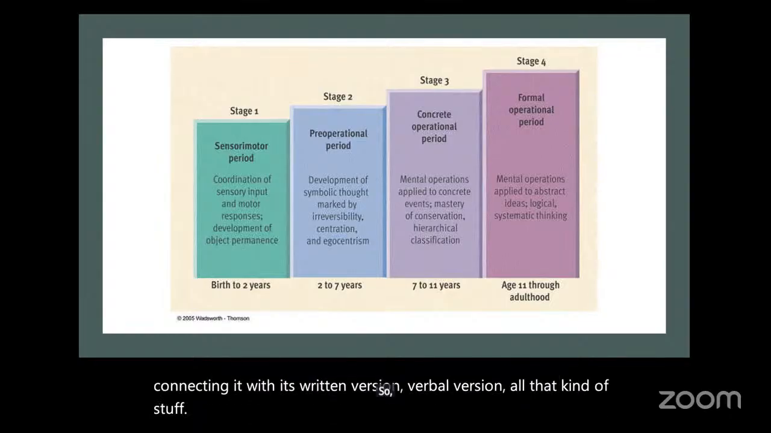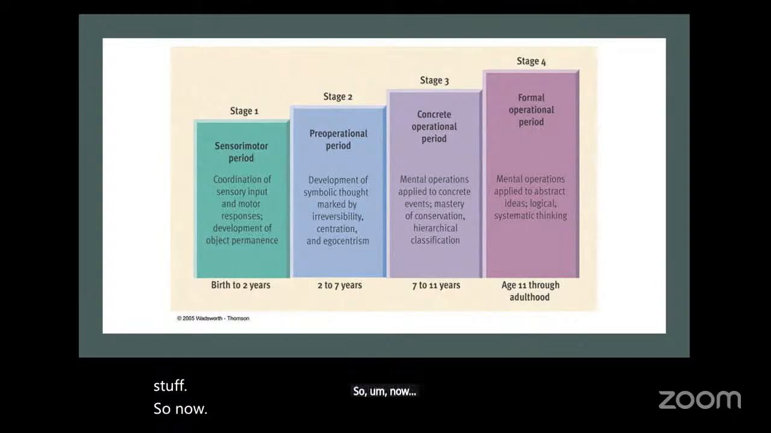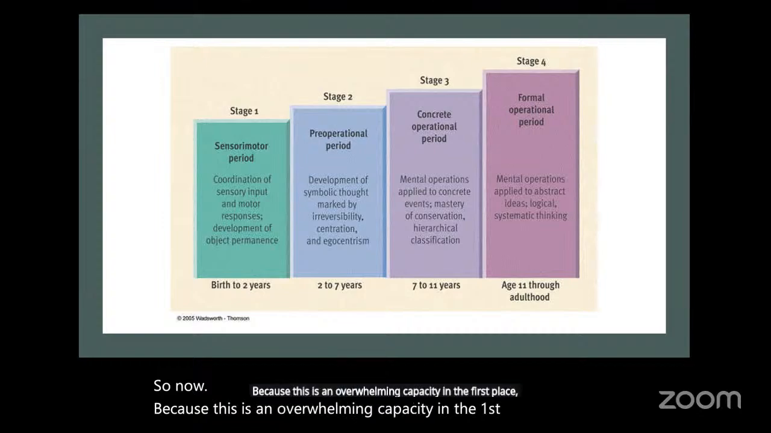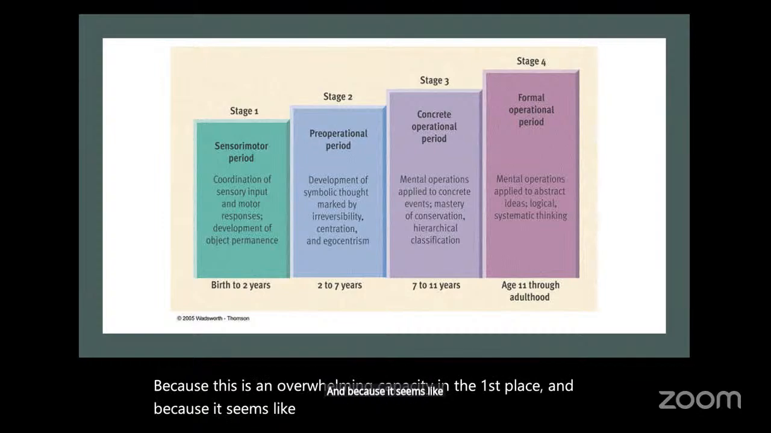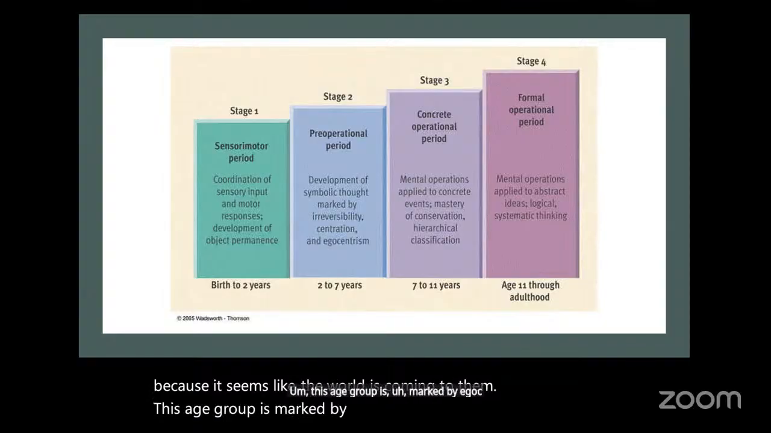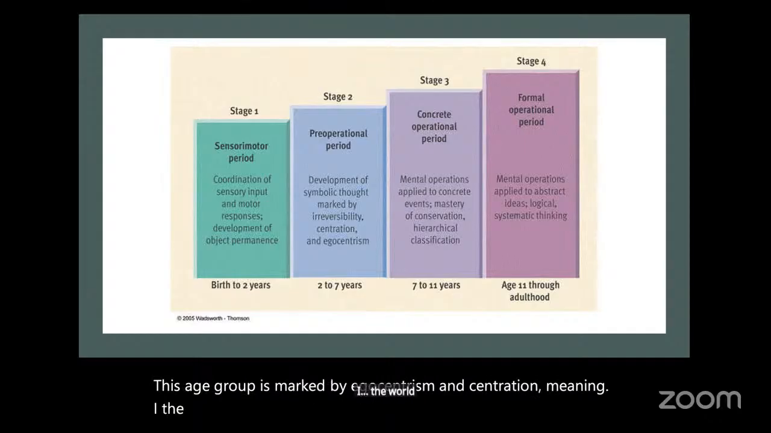So now, because this is an overwhelming capacity in the first place, and because it seems like the world is coming to them, this age group is marked by egocentrism and centration, meaning the world exists for me, and my needs are the most important needs.